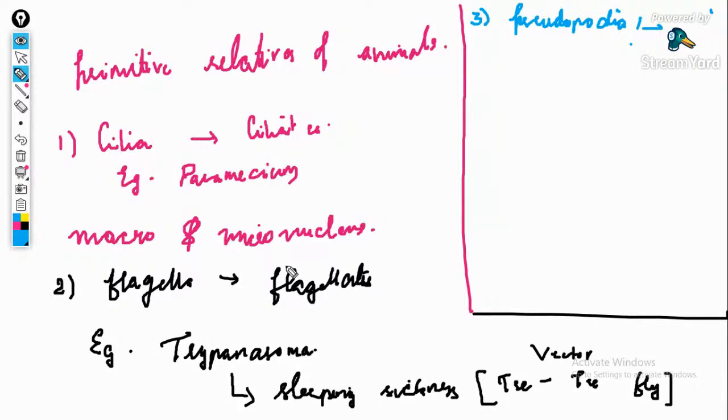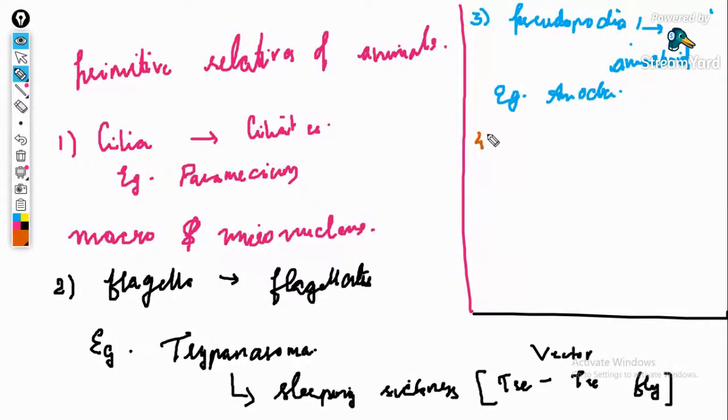Okay, fine. Organisms with the presence of pseudopodia show amoeboid movement. Example, amoeba. Is that clear?